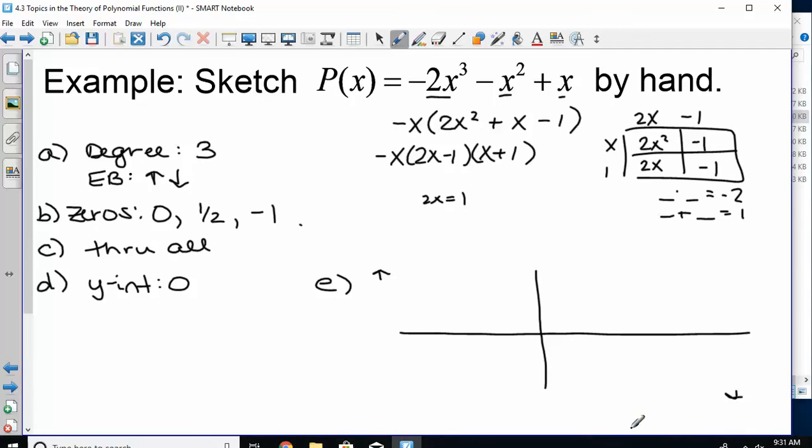Our graph should start high and end low. The x-axis at 0, 1/2 and -1. Starts up here. And -1 it went through. 0 goes through. And 1/2 goes through. Let's look at this. Okay, how did you get your end behavior? If it's an odd degree, it looks like a chair. And if there's a negative in front, it flips the 2 ends. Anything else?